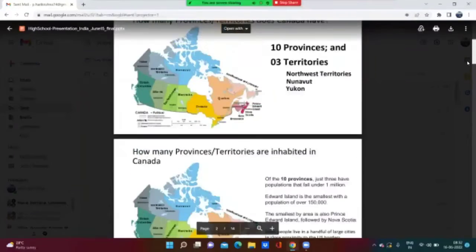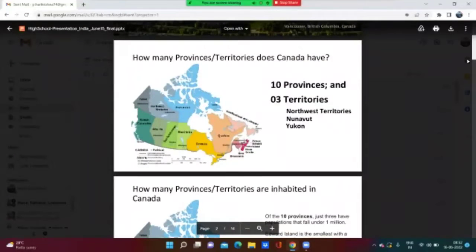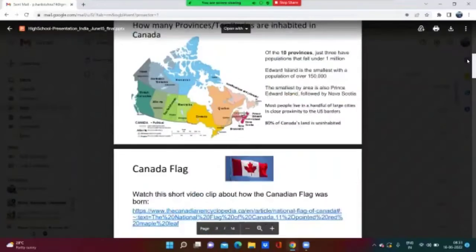Canada consists of provinces and territories. So we have 10 provinces and 3 territories. And the territories are Northwest Territories, which is to the left in the light blue, Nunavut, which is right beside it, and Yukon Territory, also up north on the west side, above Nunavut.